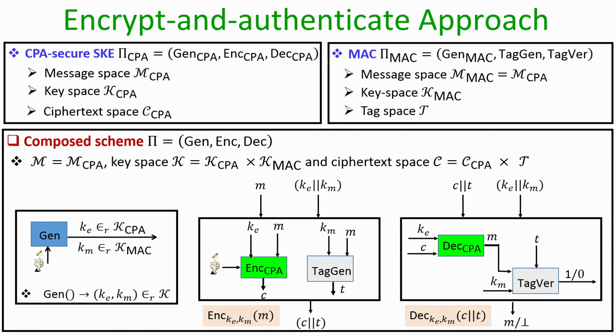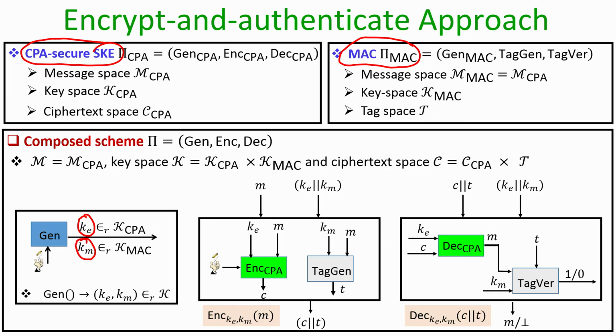So, let us start with the Encrypt-and-authenticate approach. You are given a CPA secure symmetric key encryption and you are given a strong CMA secure MAC, and this is how we compose the two primitives using the Encrypt-and-authenticate approach. The key generation algorithm of the composed scheme will independently pick a key for instantiating the CPA secure component and for instantiating the MAC component, and the overall key for the composed scheme will be the pair k sub e, k sub m.